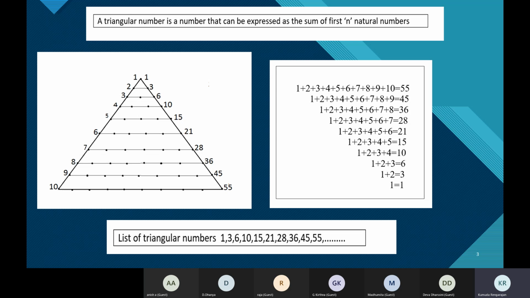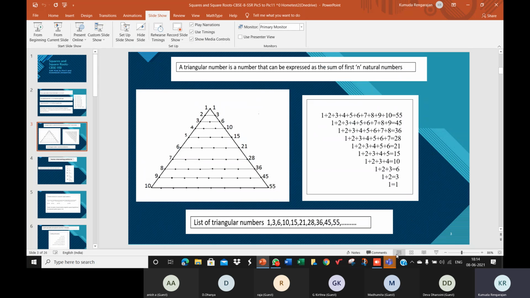A triangular number is a number that can be expressed as the sum of the first n. First n meaning it can be the first natural number or the first 2, first 3, first 4 natural numbers, or the first 7 natural numbers, first 8 natural numbers. In general, we say first n.